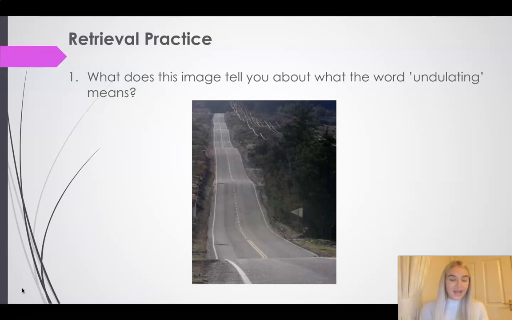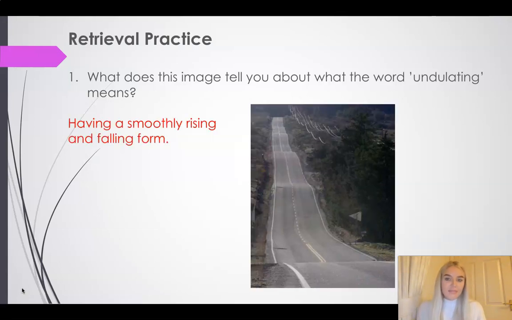How did you get on? Can you notice what's happening to the road? It's got a bit of a ripple effect. So it's going up and down and up and down. And that's exactly what the word undulating means. It means where something has a smoothly rising and falling form.